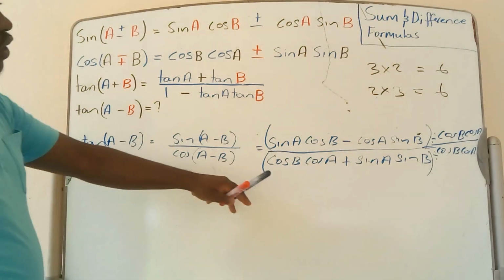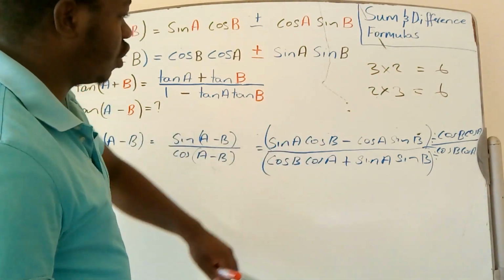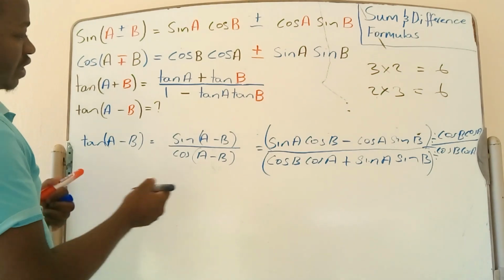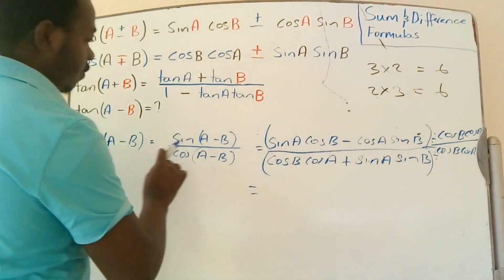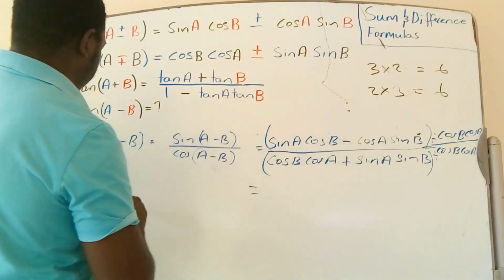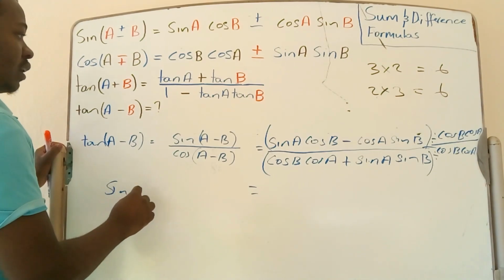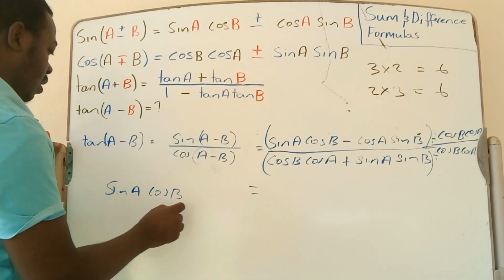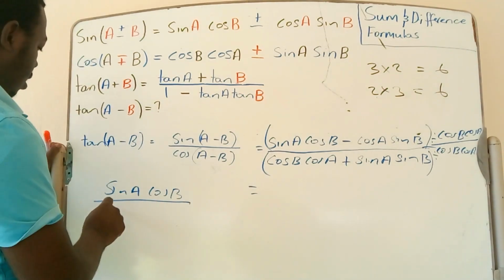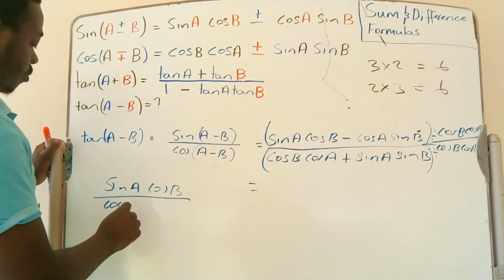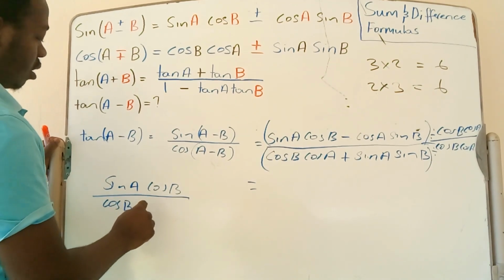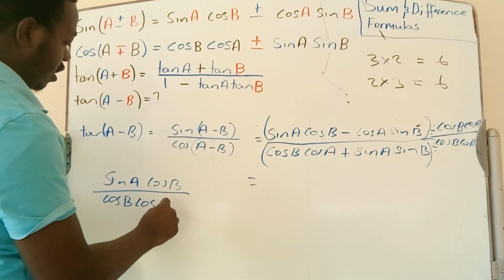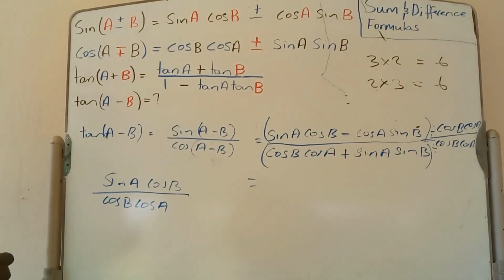So if we're going to divide each term, again, I'm not going to do all of it in one. I'm going to just refer to it. So I'm going to take the first term here, which is sine A cos B. Now I'm going to divide it by cos B cos A, right? All right.